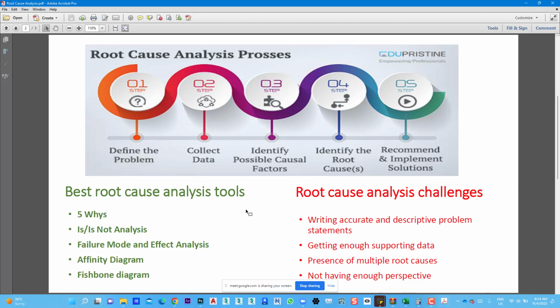Great, great, great. So I believe, guys, it's clear for the 5 whys. I want you to pay attention to the affinity diagram and the fishbone diagram for the exam as well. And he will also be demonstrating them, inshallah, next time.